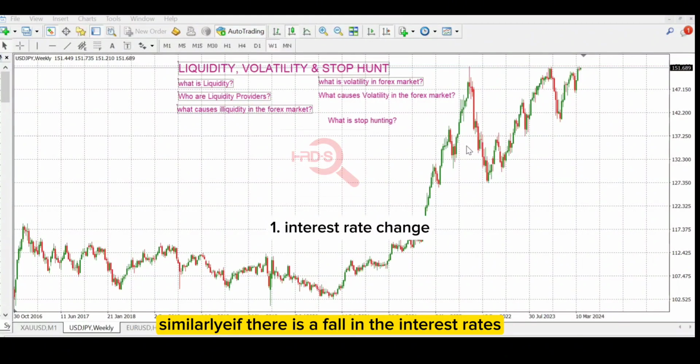Similarly, if there is a fall in the interest rates, it would enable the people to spend more, as they will have more money in their hand. This will lead to what? A high market volatility due to the price fluctuations.